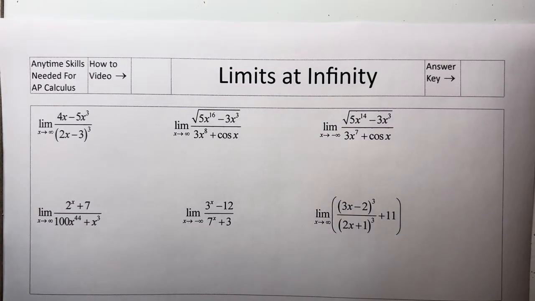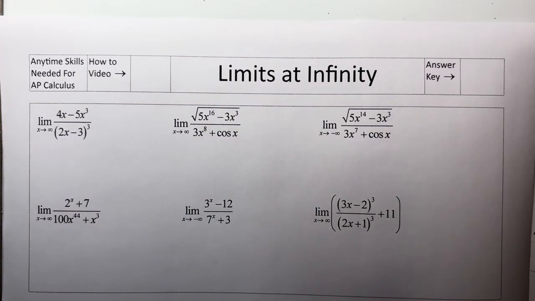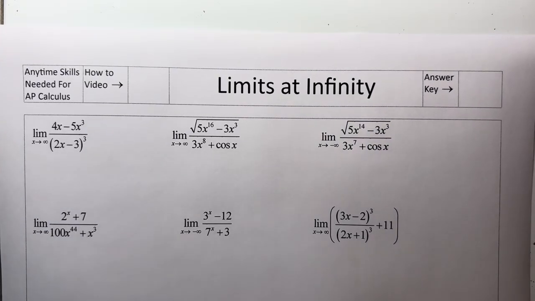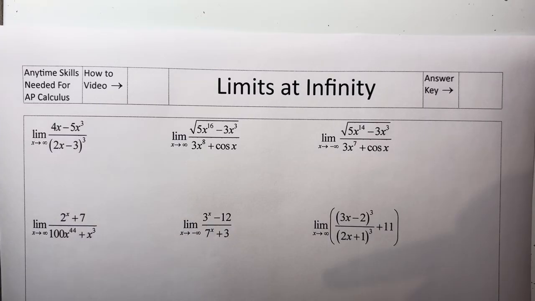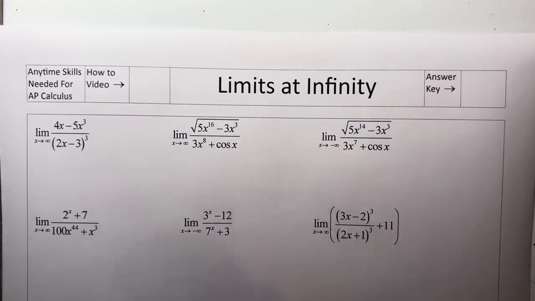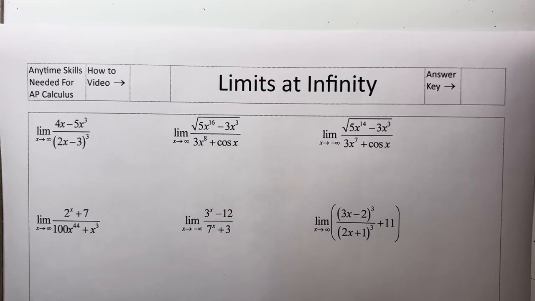This is practice with limits going to infinity. Definitely something you'll see in AP Calculus, not just limit problems, but when we talk about horizontal asymptotes or the end behavior of a function, what we're really looking at is limits to infinity and to negative infinity. I think these 6 problems really will demonstrate most of the issues that you encounter when you do limits to infinity.